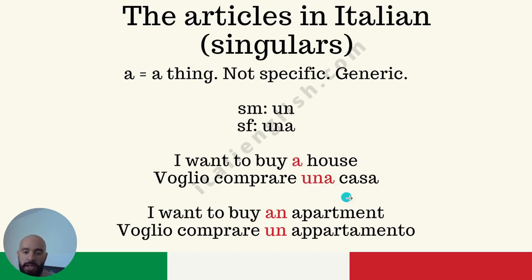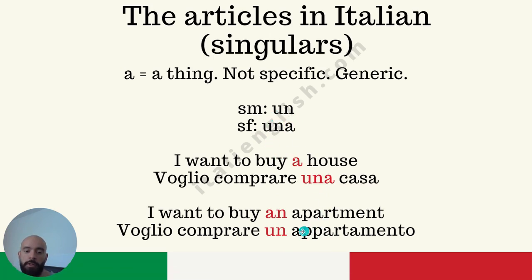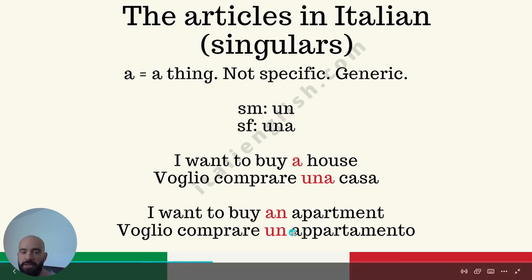A house, una casa. I want to buy an apartment. Apartment is appartamento, which is straightforward masculine, and in fact, it's un. Okay, una, feminine singular, un, singular masculine, or masculine singular.